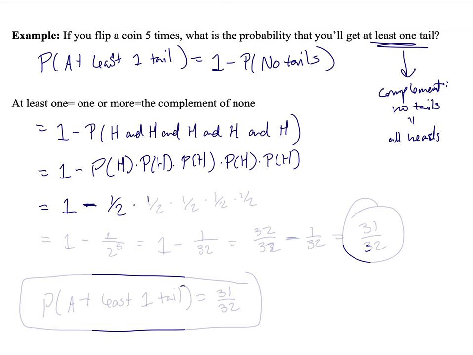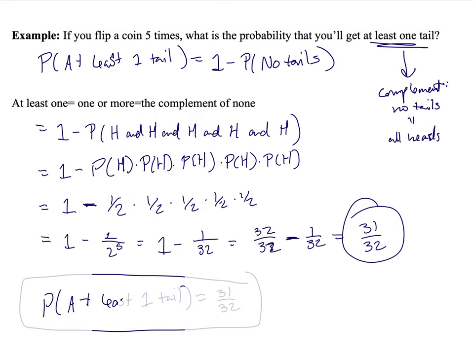Probability of the first flipping a head is 1 half times 1 half times 1 half times 1 half times 1 half. And so that's 1 minus 1 multiplied by itself on the numerator 5 times, 2 to the 5th, that's 1 minus 1 over 2 to the 5th, which is 32, so that's 32 over 32 minus 1 over 32, and so we've got 31 over 32. 31 out of 32 is the probability of at least one tail. So the probability of at least one tail is 1 minus the probability of all heads, and we found that that is 31 out of 32.